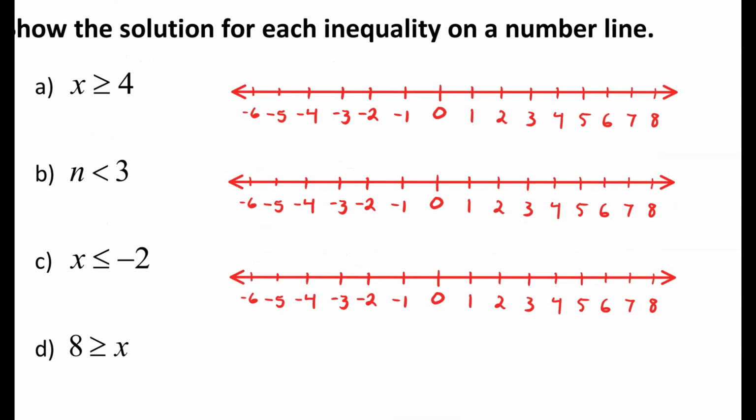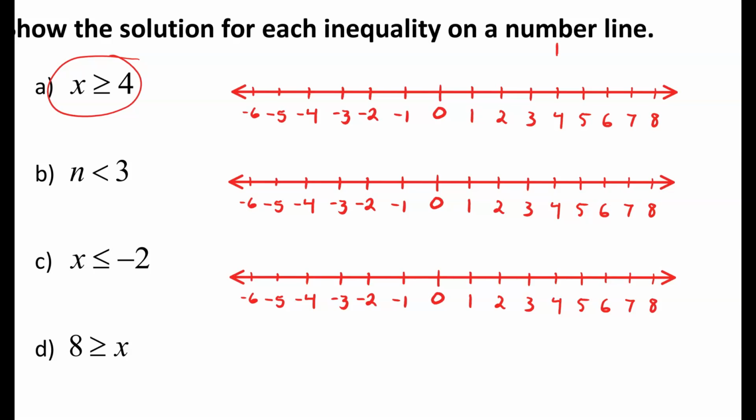Now, what we do is we're looking at the inequality that's on the left here. So first thing I want to think about is the number. Where am I going to be? Well, I'm looking for 4. So 4 is going to be right over here.